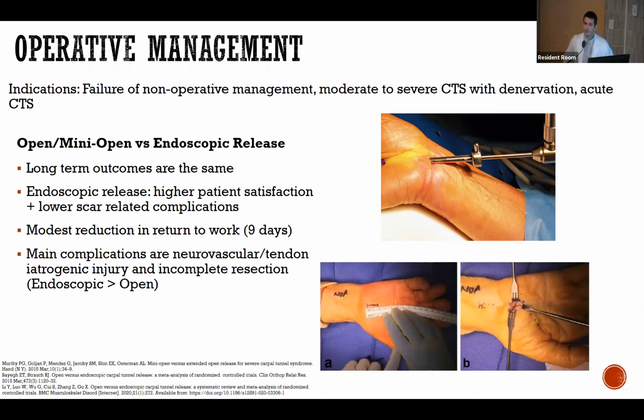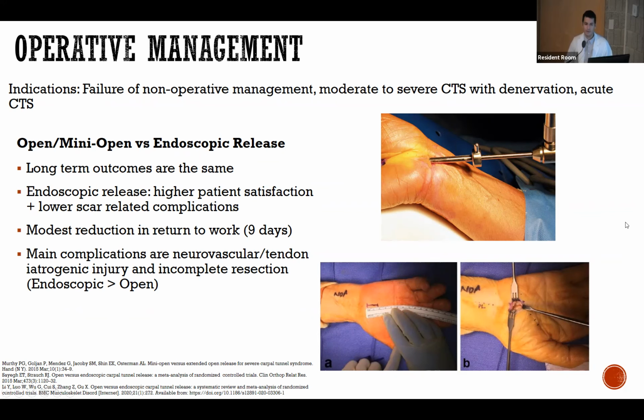To get more into the operative management, this is typically reserved after non-operative treatment has failed, but sometimes it's used initially in people who present with more moderate to severe carpal tunnel symptoms, in people who present with evidence of denervation, and in people who have acute carpal tunnel symptoms, such as after a distal radius fracture. There are two main techniques that are primarily used. The open technique, which has recently been modified into the mini open with a smaller 1.5 to 2 centimeter incision. Studies comparing these two haven't really found any significant difference in complications or outcomes.